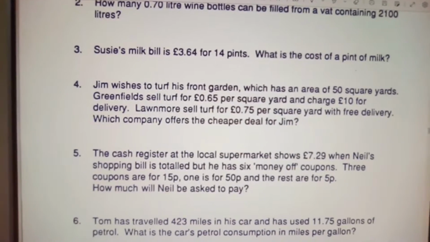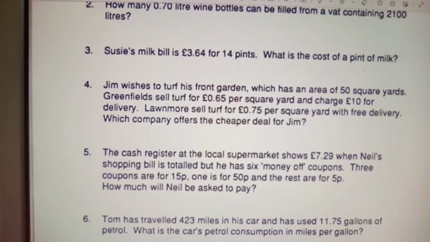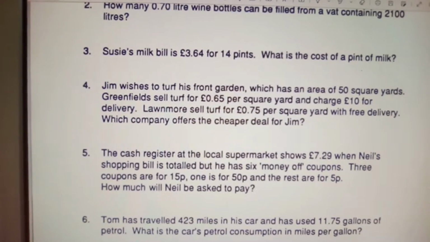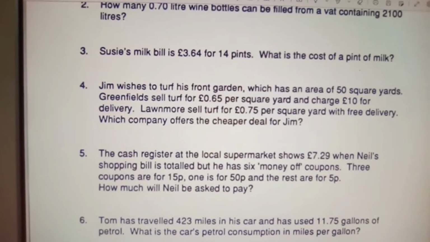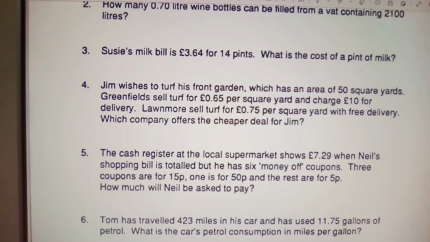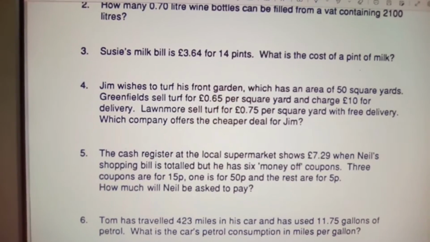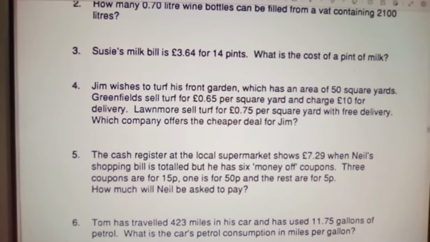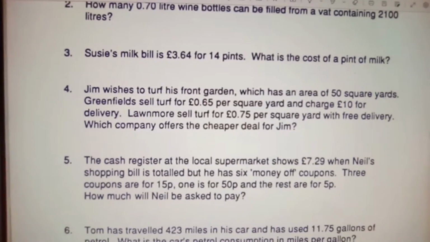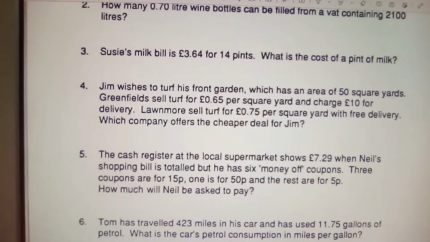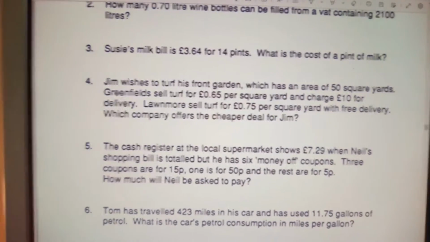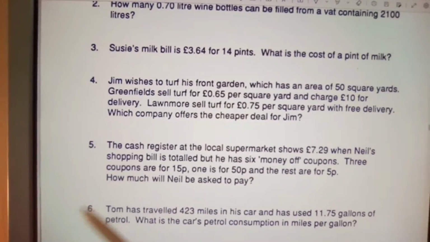Okay, welcome back. Now this is session number 15, okay? And we are continuing from where we left off. Now you would remember that we did question 4, Jim wishes to turf his front garden, and you have that on session 14, okay? This is now session 15, okay? So what I want to do is to continue looking at how we calculate these measurements and these values in regards to a given question.